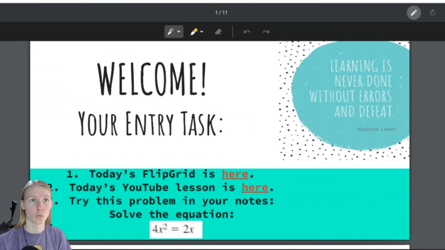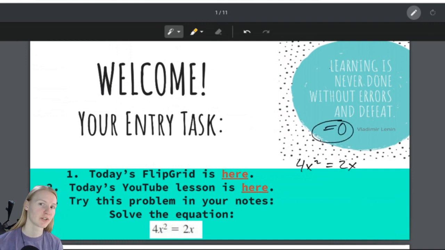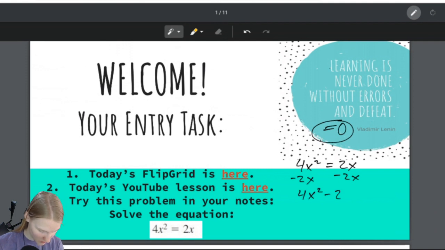So, this is what we did yesterday. We have 4x squared equals 2x. Remember, I want everything equal to 0. Equal to 0 makes things a lot easier. Once they're in factored form, I can use the zero product property. So, we are going to minus 2x from both sides. So I'll get 4x squared minus 2x equals 0. Beautiful. Now I have my beloved equals 0 that I wanted.